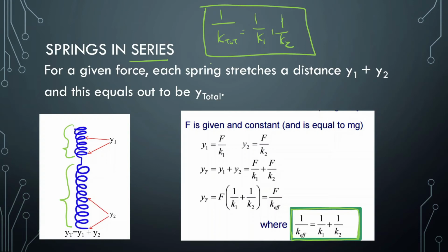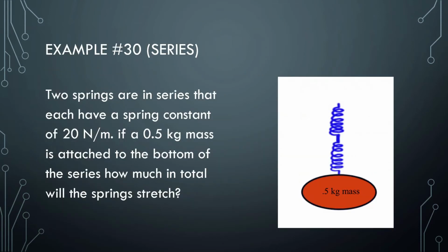Okay, and let's look at some example problems to figure this out. So we have two springs in series that each have a spring constant of 20 Newton per meter. So this spring constant is equal to 20 Newton per meter, and then this spring constant here is equal to 20 Newton per meter. If I had a 0.5 kilogram mass attached to the bottom of the series, how much in total will the spring stretch? Okay, so first we have to find what the K total is. So we should know again, 1 over K total is equal to 1 over 20 plus 1 over 20.